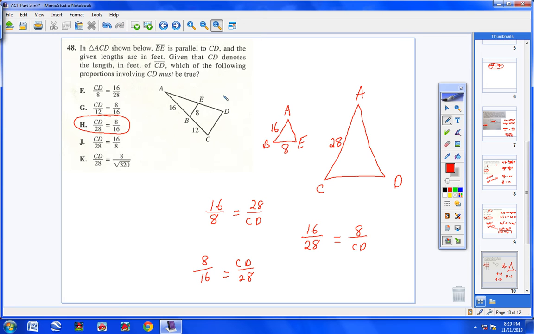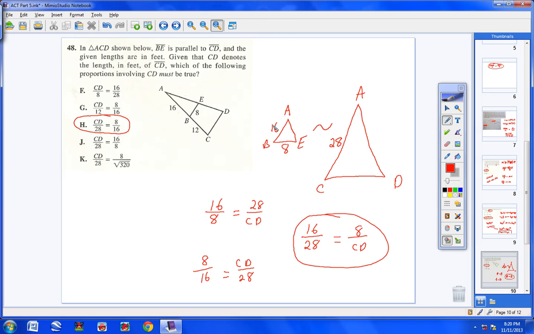Okay, now let's review. What they're testing you on here is a geometrical principle that whenever you have a triangle written within another triangle in such a way that this side here is parallel to this side here, then the two triangles will always be similar. And if they're similar, then you know their sides are in proportion to each other. Or in other words, corresponding sides are proportional to corresponding sides. So I could say 16 over 28 equals 8 over CD. That's totally awesome. That's fine. But it didn't match any of these.